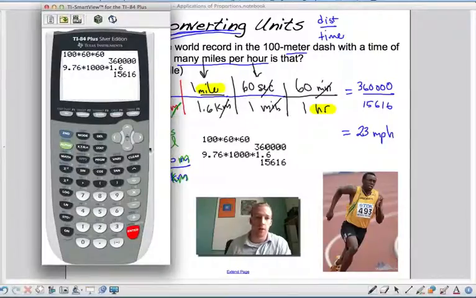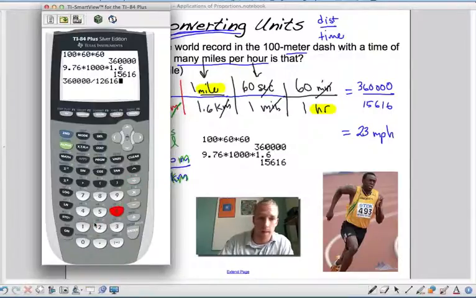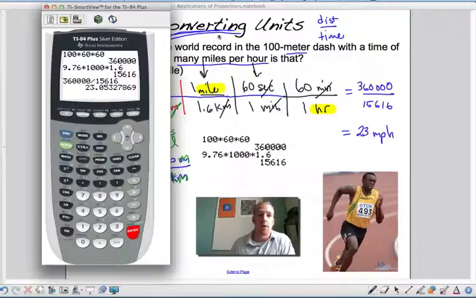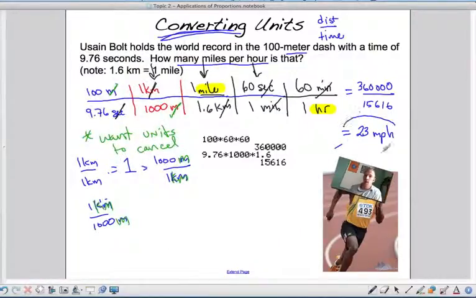So if we plug that in and do 360,000, my bad, divided by 15,616. That was awkward. 23.05 miles per hour. So about 23 miles per hour.